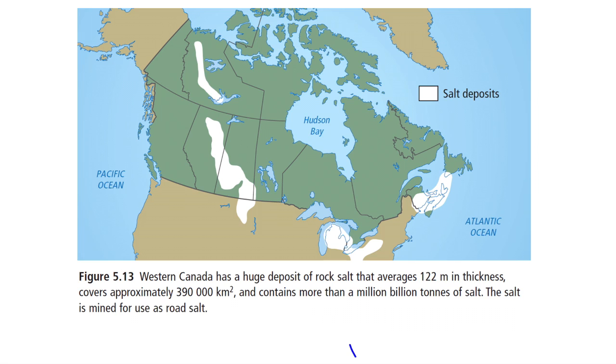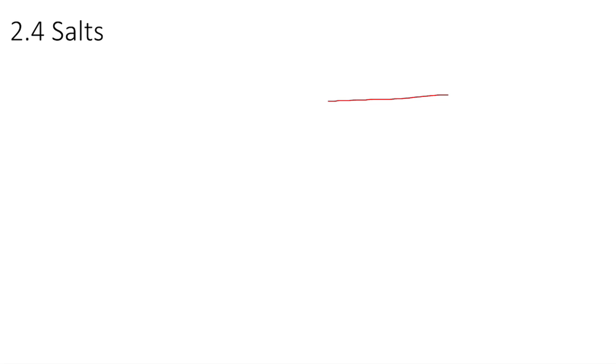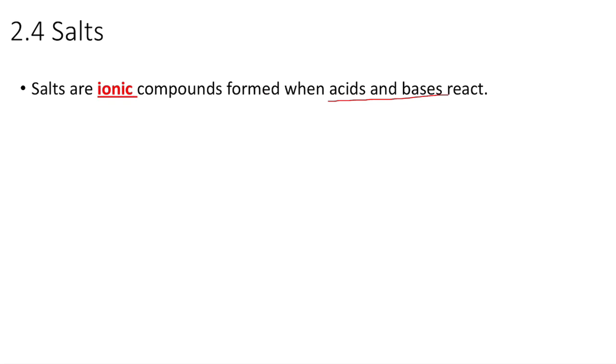There are different things we refer to as a salt chemically. So generally in our everyday life, when we are talking about salt, we're talking about table salt, which is sodium chloride. But there are actually a ton of different types of salt. So we're going to get into that in a bit more detail. So salts. Salts are ionic compounds formed when acids and bases react.